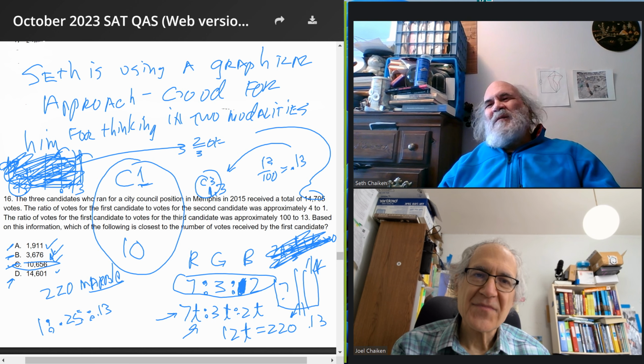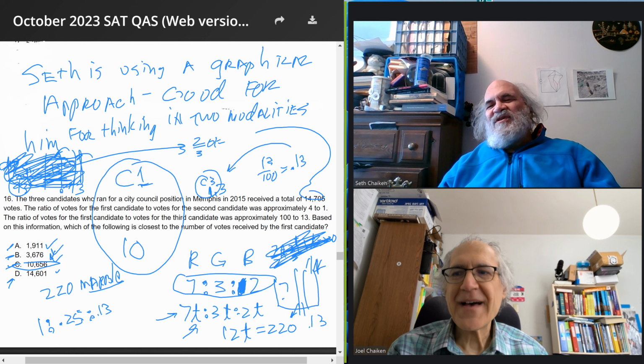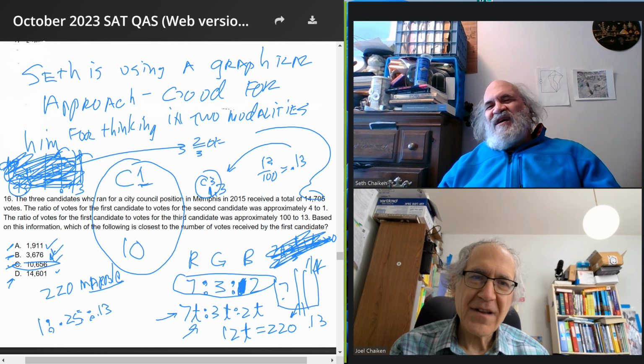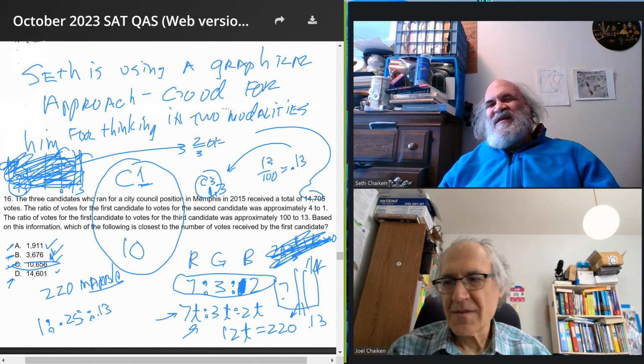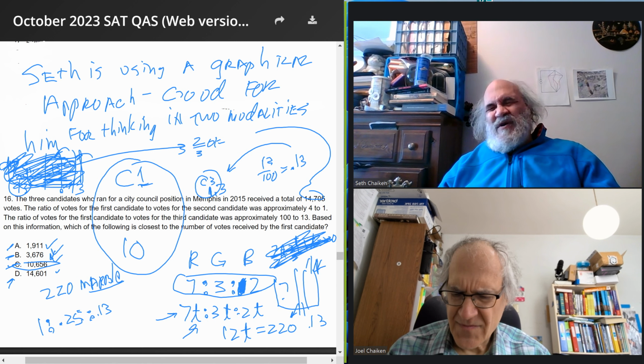Okay, then that would leave... You'd have to calculate that candidate 1 got the complement. You have to add 13% plus 25%. It doesn't matter, it's 38%. So the two minority candidates got 38% of the vote. Therefore, candidate 1 got 62% of the vote.